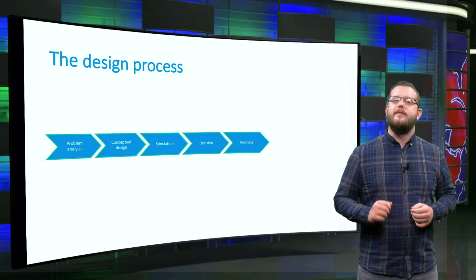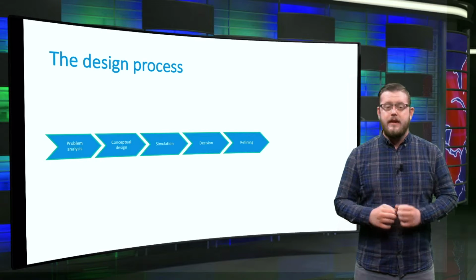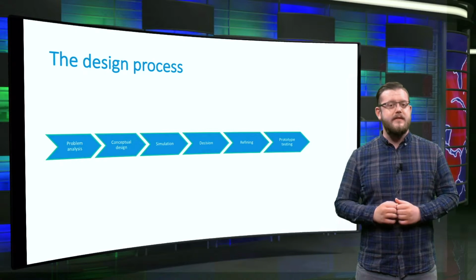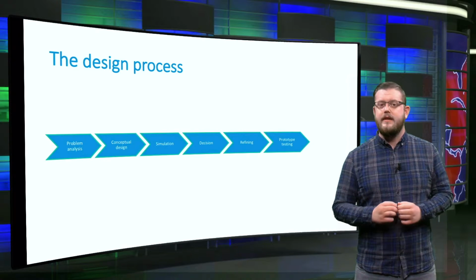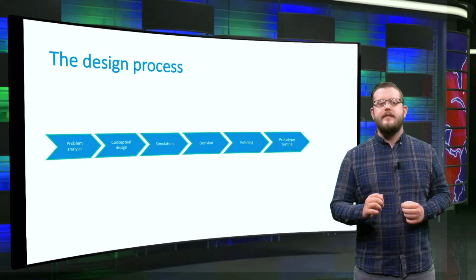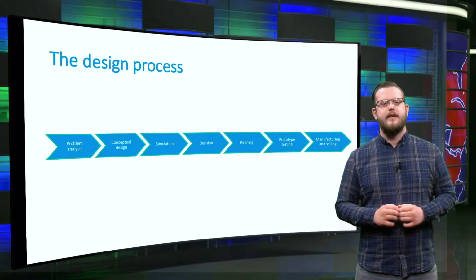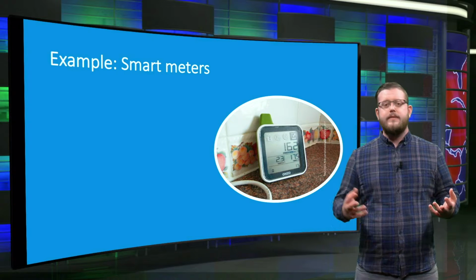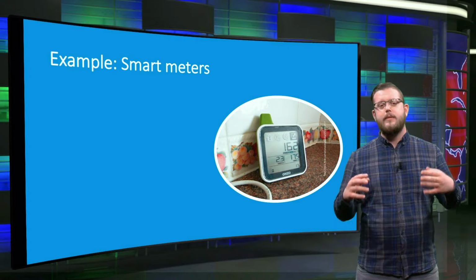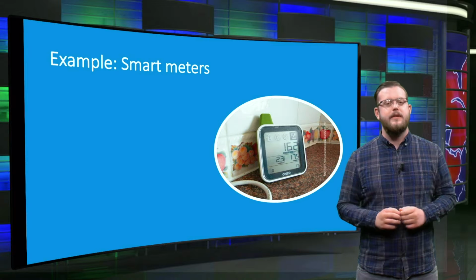The design is refined and fleshed out, and a prototype is then developed and tested. This testing may lead to adaptations in the design. And finally, it's time for manufacturing and selling. I will illustrate these design phases, values, and ethical issues with a brief case study of smart meters.